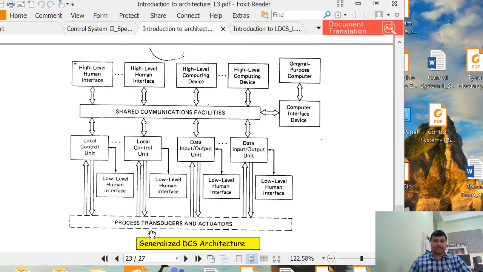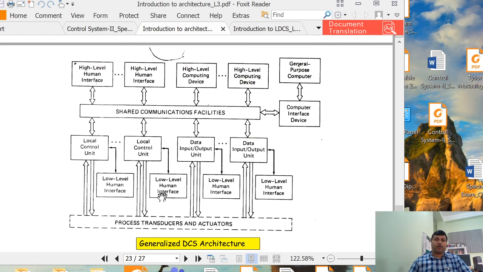Here you can see the process, transducers and actuators, which are responsible for producing the measured data, and are connected with the process directly. Whatever measurement data is produced by the plant goes to the local control unit, and whatever control has been executed comes back to the process. Several local control units will be there depending on the requirement, and there may be data input output devices also. These data input output units can also be interfaced using a low level human interface, and then some high level human interface as well as computing devices will be there, connected with the local control units through shared communication facilities. And also there will be computer interface devices, interfaced with the general purpose computer.